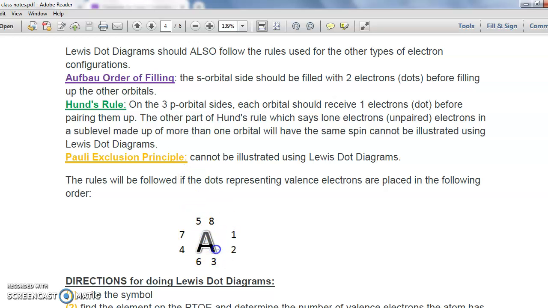Pauli exclusion principle really isn't illustrated using Lewis dot diagrams. And the other half of Hund's rule isn't really illustrated using this, because the second half is talking about, if we have 1 electron in each of the p orbitals, they spin the same way. Well, here we're just drawing dots. We're not drawing arrows with spins.